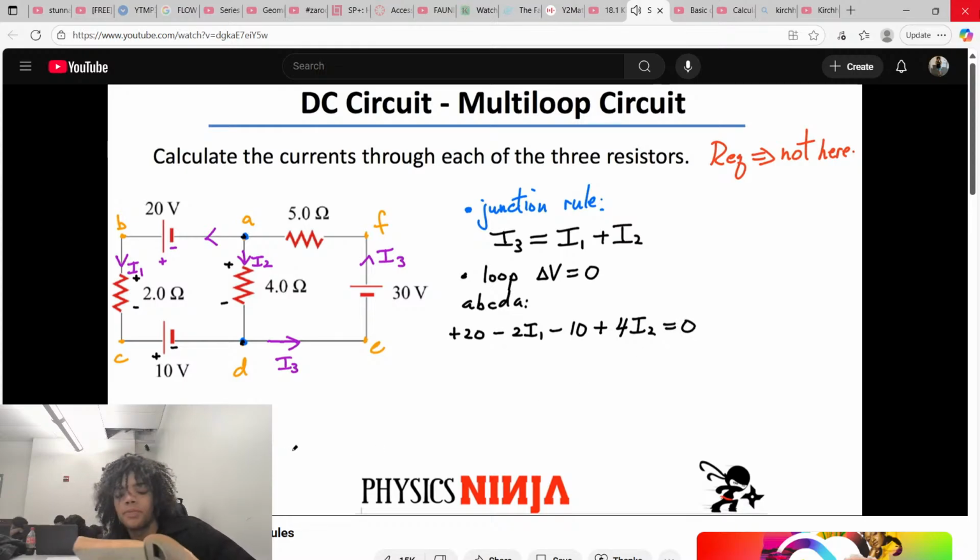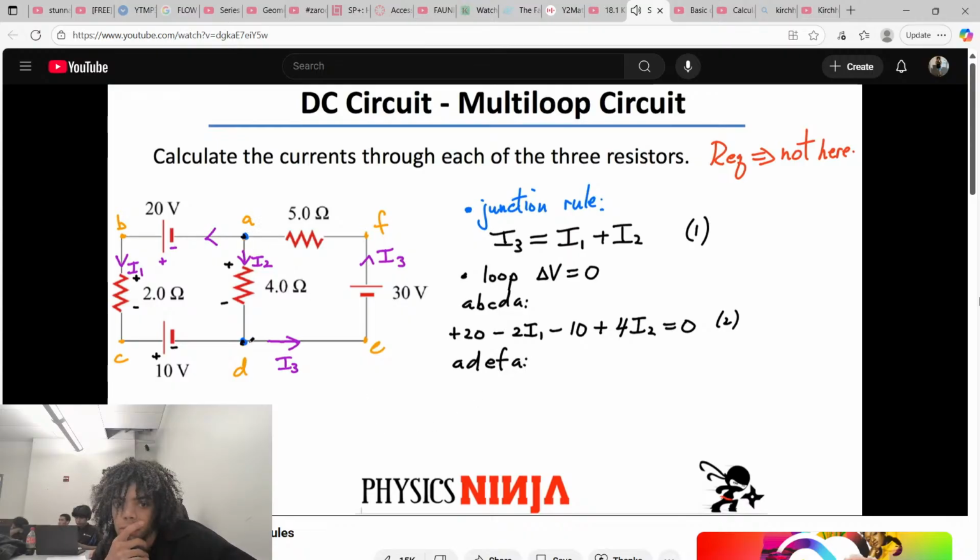There we go. So let's call the junction rule equation 1, and I'm going to call this equation 2. Now let's do another loop rule. Another loop I can use is A, D, E, F, and then back to A. So let's do that one: A, D, E, F, and then back to A. What does that loop rule look like?